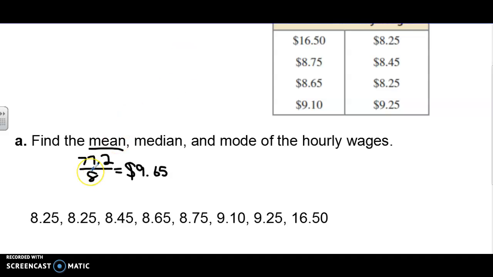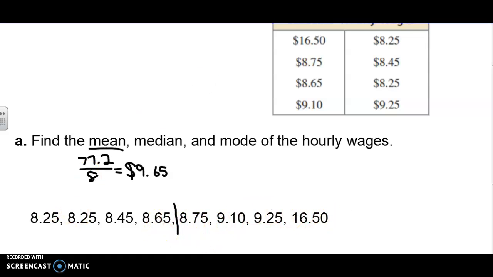Now what I need to do, since I know that there's 8, because I just count them up, and I divided by 8 before for the mean, I know that I am going to be splitting it down the middle for the median. So I'm going to have to count 1, 2, 3, 4 here. So the median is going to be right there, meaning there's 4 up here.